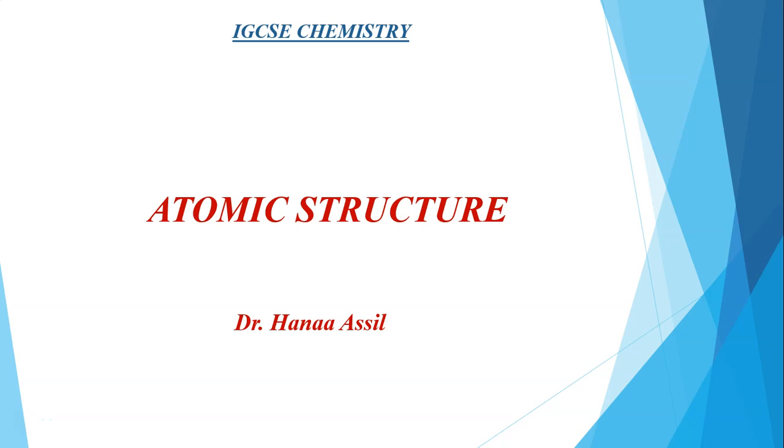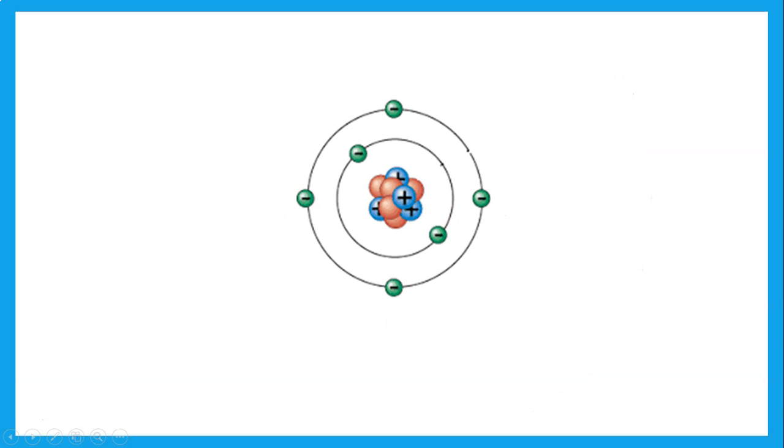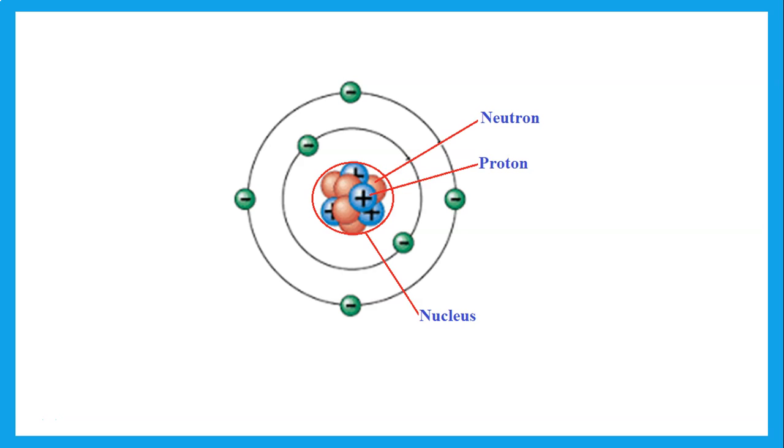So let us look at what an atom looks like, and you should know that the atom is the basic unit of any substance. So all substances are made up of atoms. Atoms are made up of a central part called the nucleus, and the nucleus contains two types of particles which we refer to as subatomic particles. So when he says subatomic particles, he means the particles inside the atom.